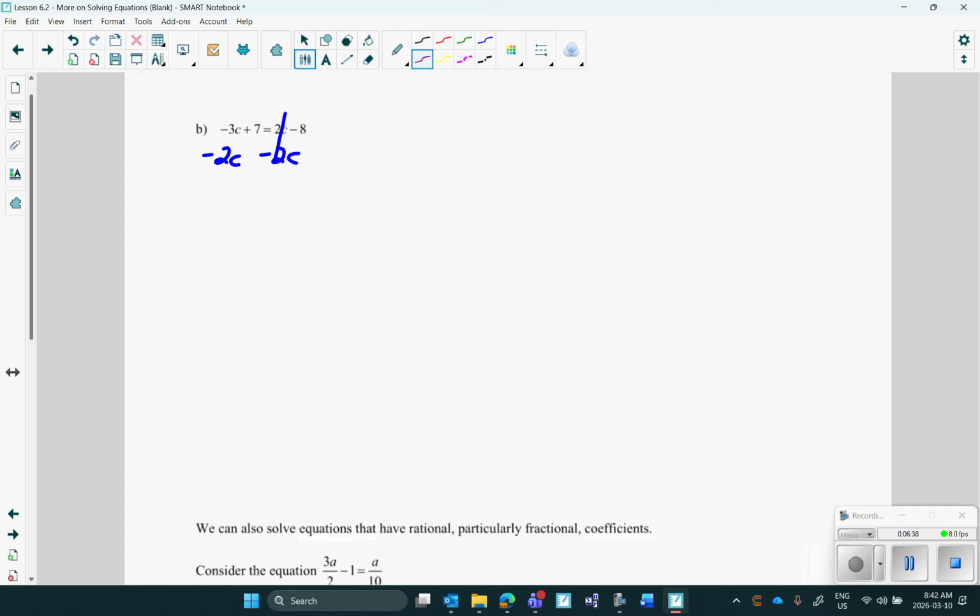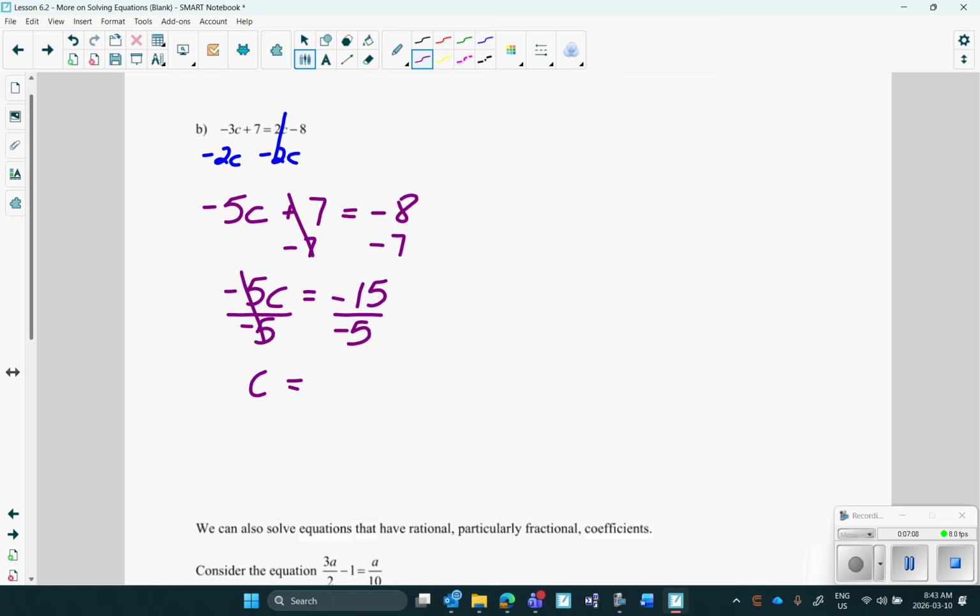What does the equation look like? Negative 5c plus 7 equals 8. Right? Watch out for your negatives there. Now, subtract 7, subtract 7. And I get negative 5c is equal to? Negative 15. Then divide both sides by negative 5. And I get positive 3. That's what you should get. Okay?